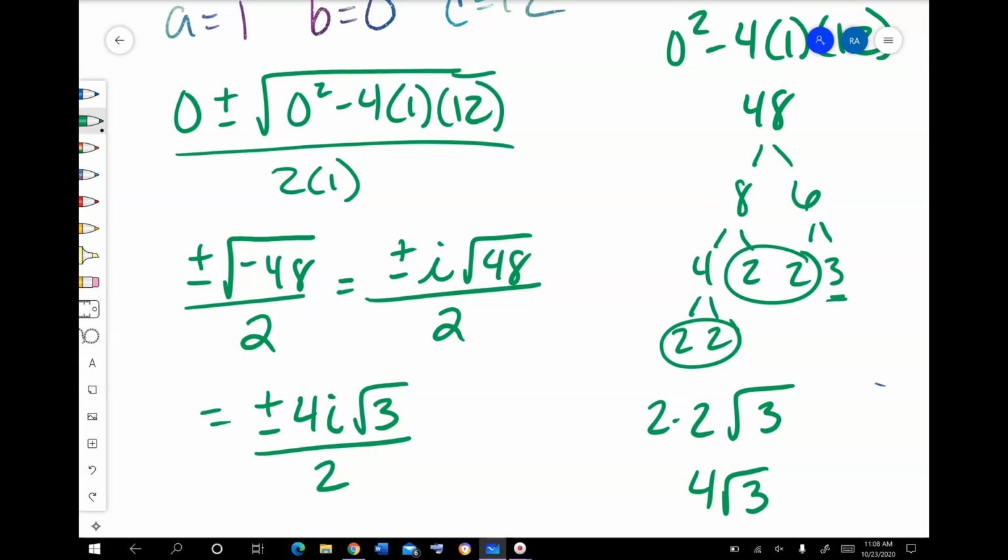Now, I don't have 3 things to simplify, so we just look at the 2. Both of those are divisible by 2. 4 divided by 2 is 2. 2 divided by 2 is 1, so we're just going to leave it alone, and that's your answer. Okay? All right, guys, so that's how you do imaginary. It's the same thing as the other video, except when you have a negative, you just have to put an i on the outside. Okay? So it just added one little step. That's it. All right, guys?